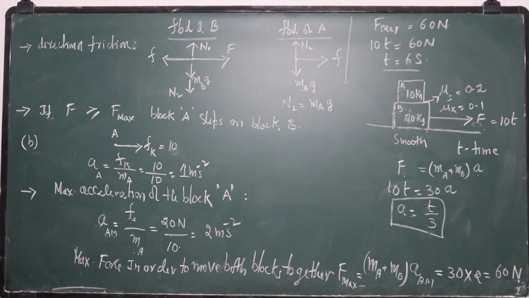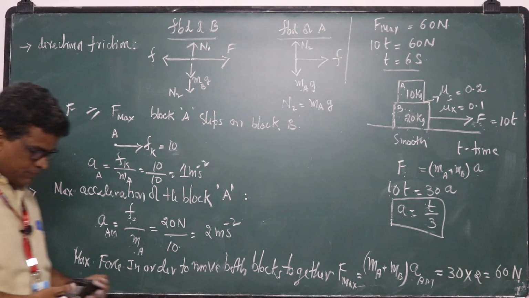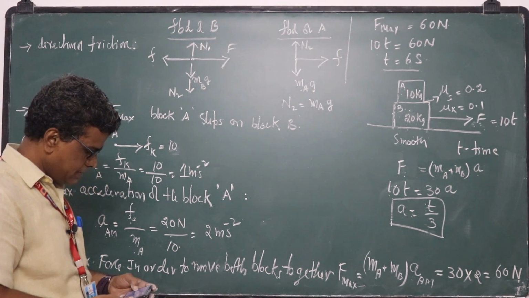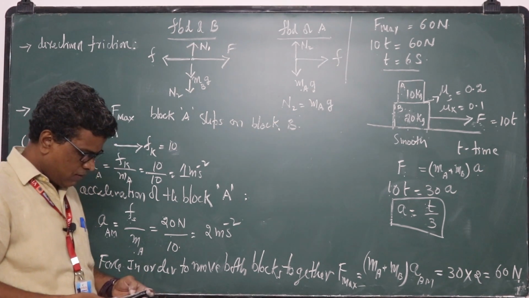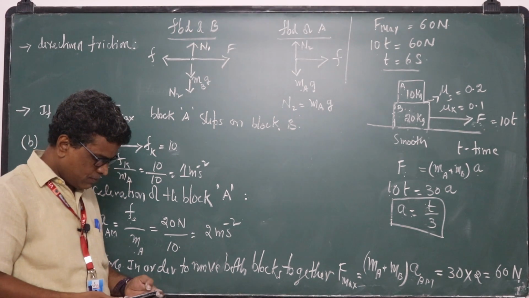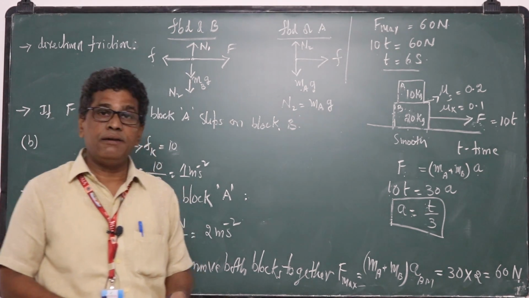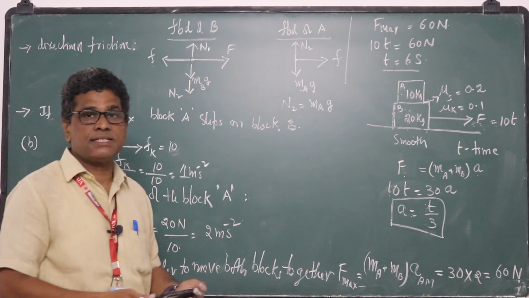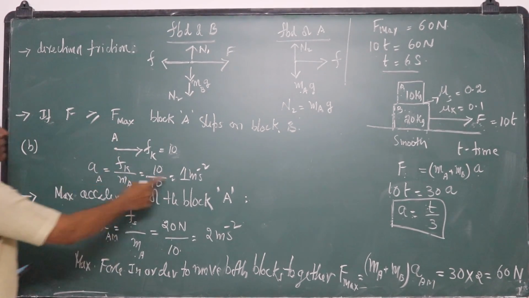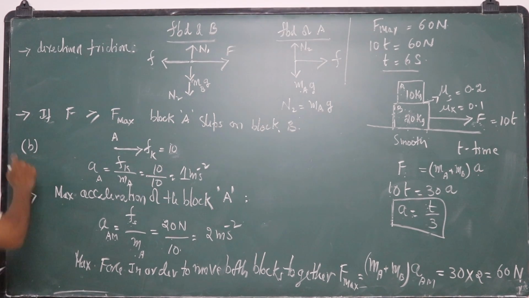So this is the answer for B. What is question B? When F is increased beyond the value obtained in part A, what will be the acceleration of A? The answer is 1.